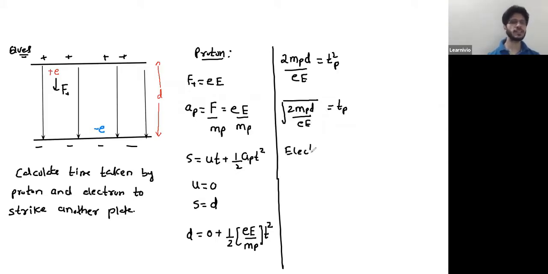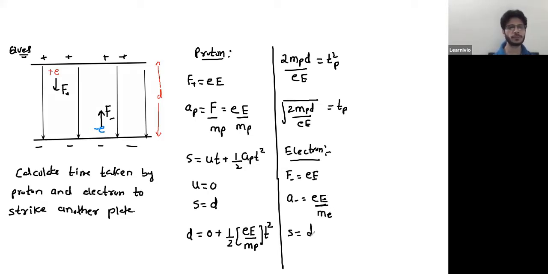Okay, if I repeat the same calculation for electron, the force experienced by electron is again E. The only difference is electron will experience force in a direction opposite to that of the field, so it will move upwards. The acceleration of electron is E by mass of electron. Instead of mass of proton, we are using mass of electron.